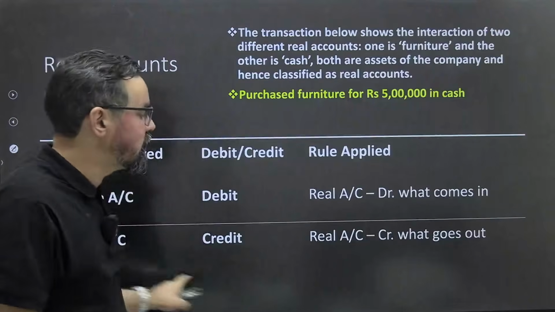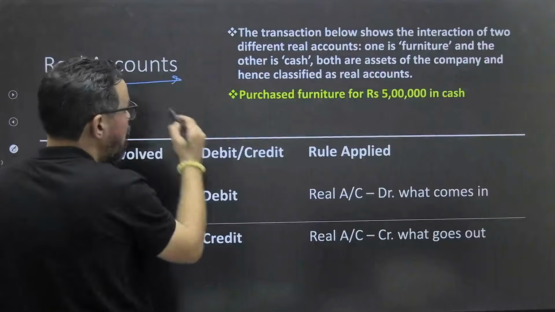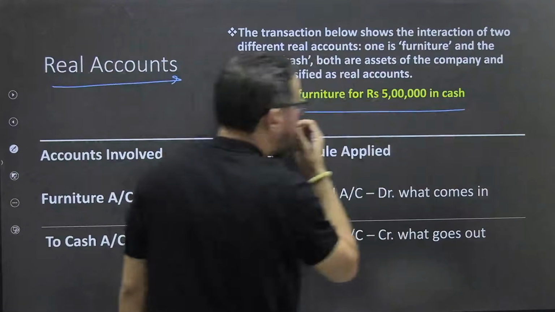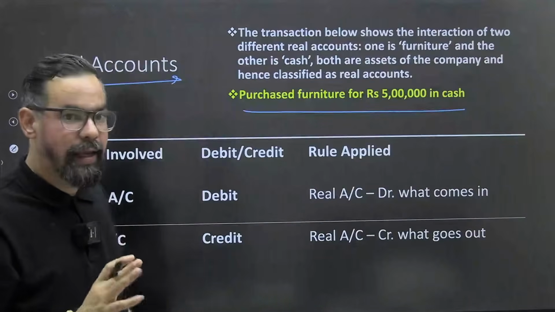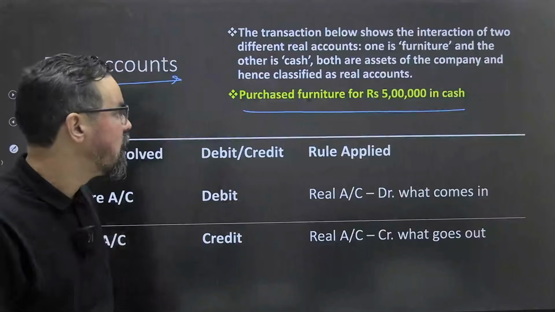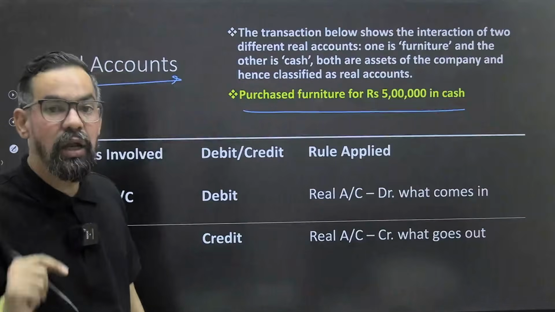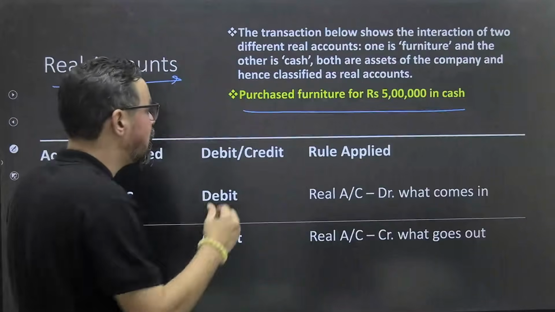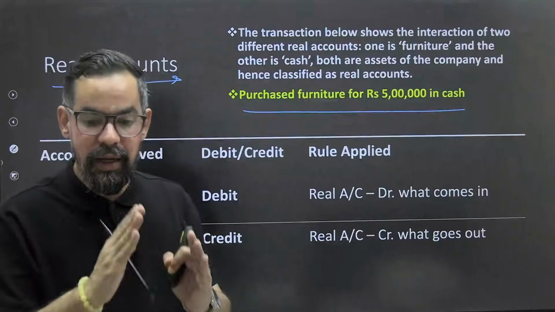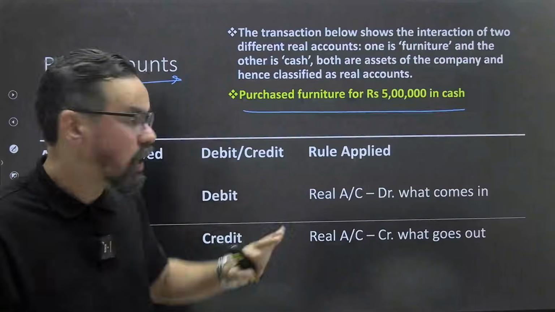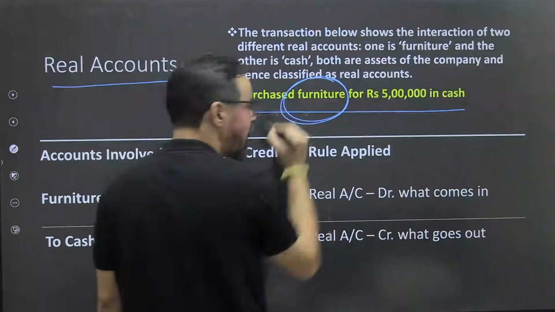So if you build your concept like this, let's say for real account, we have purchase of furniture. I want to give you a brief idea of how this will make a difference. Basically, purchase furniture for rupees 5 lakh in cash. Now this is a real account. Why is this real? Because real account deals with all assets of the firm, tangible as well as intangible. Now if you are purchasing furniture, that means it is an asset of the firm.